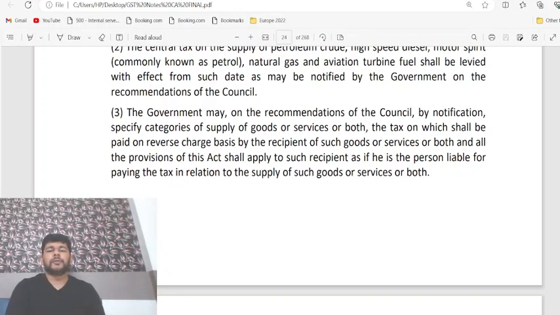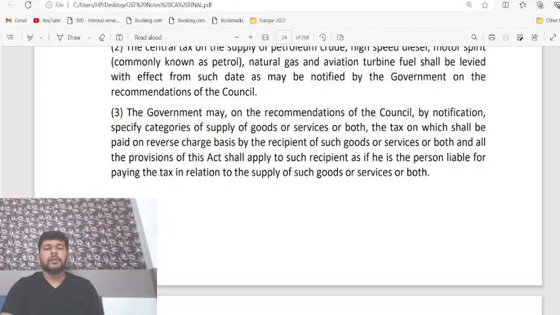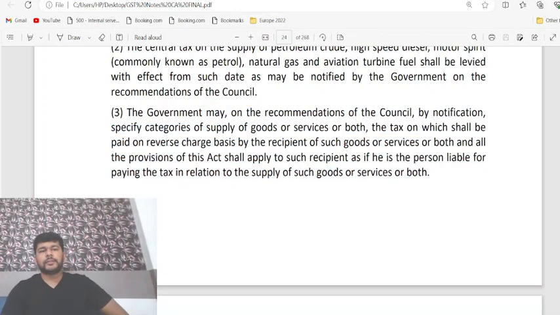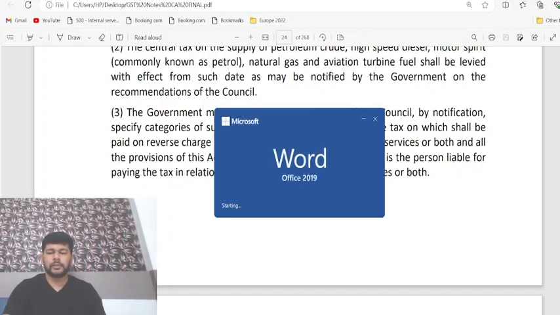So, for instance, why will this reverse charge mechanism have to be used? Possibly because otherwise these taxpayers would not have come into the taxable net. So, now let us take an example quickly to discuss this reverse charge scenario.